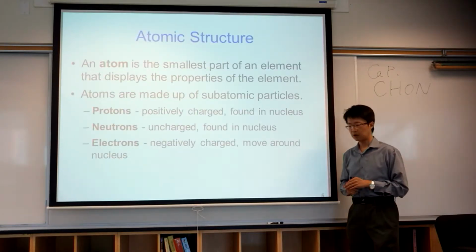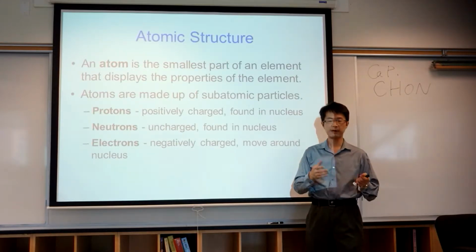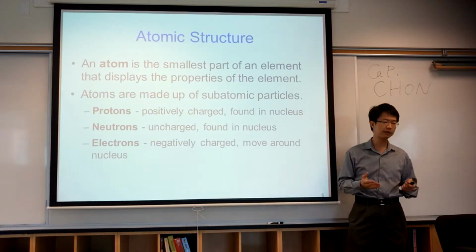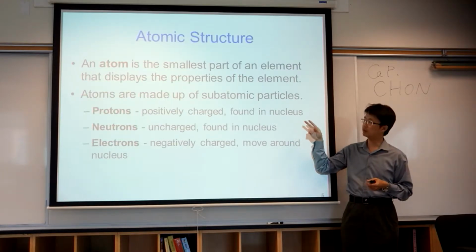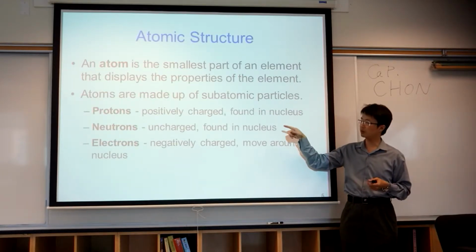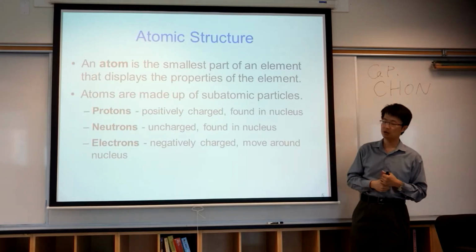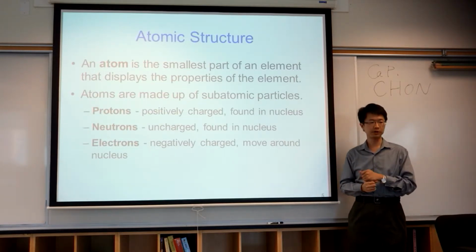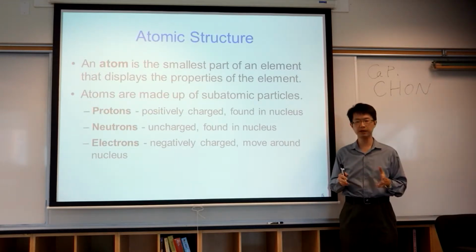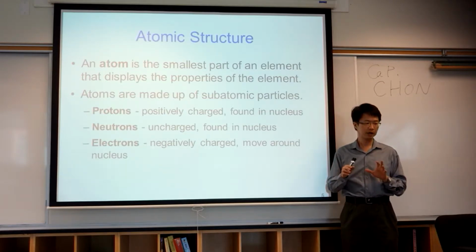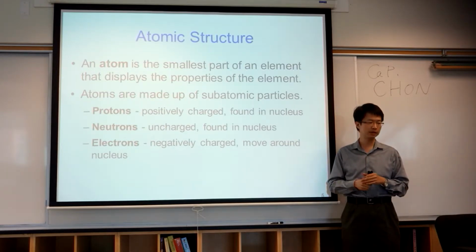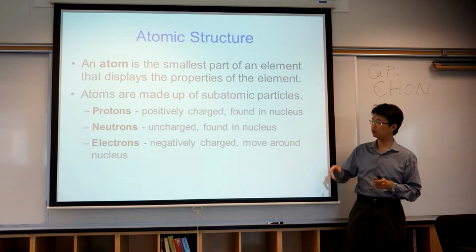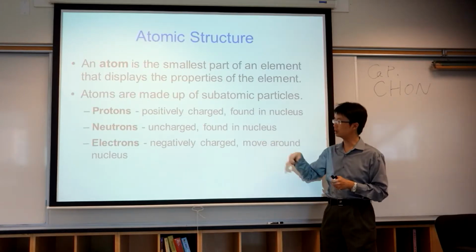So I said that matter is made up of elements, and then elements are made of atoms, and then atoms are made of proton, neutron, electron. What is an atom? An atom is the smallest part of the element that dictates, controls the properties of the element. And in each atom, we have proton, neutron, and electron.